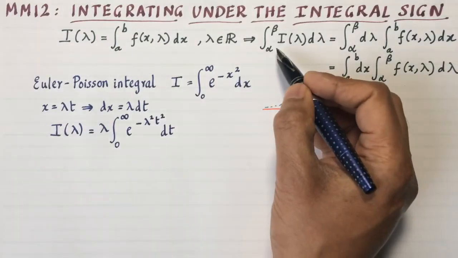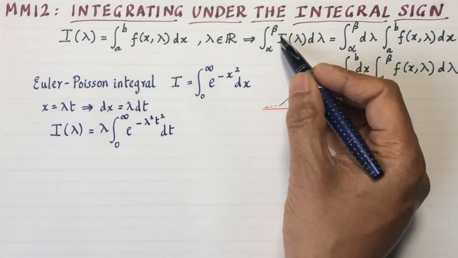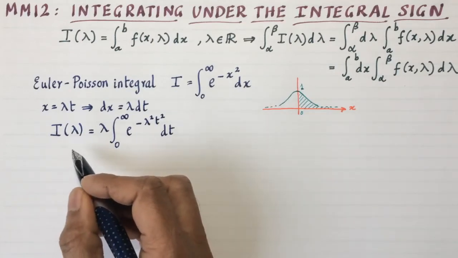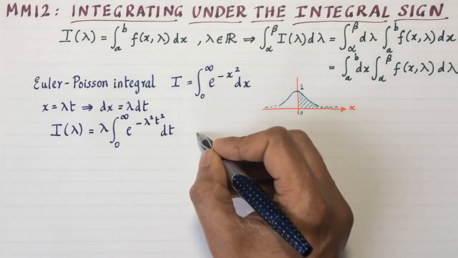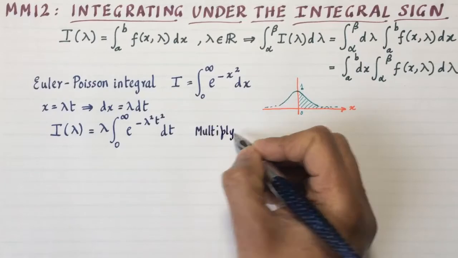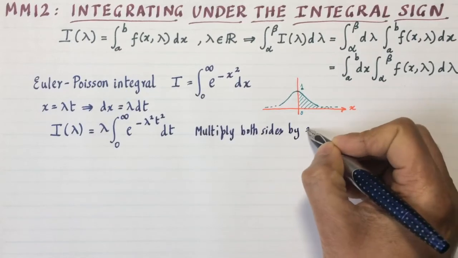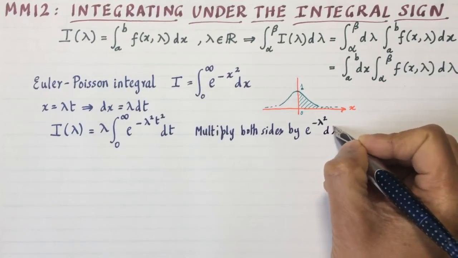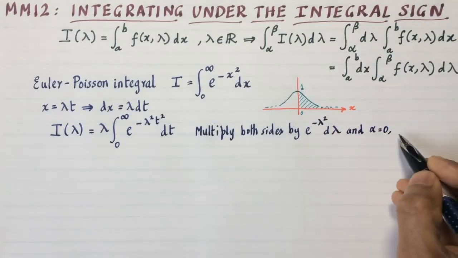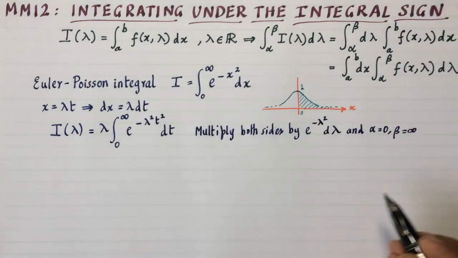Now what I'm going to do is further integrate the left-hand side from alpha to beta. But before I do that, I'm going to multiply both sides by e to the minus lambda squared d lambda. So the procedure is to multiply both sides by e to the minus lambda squared d lambda, and then I'll set alpha equal to 0 and beta equal to infinity, and integrate.